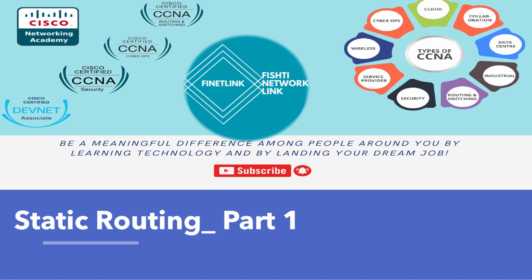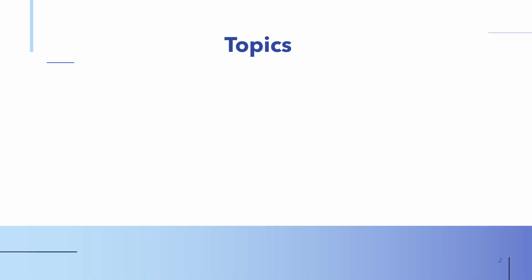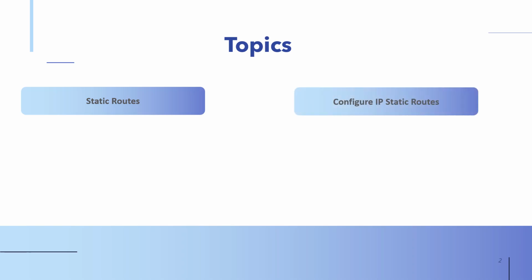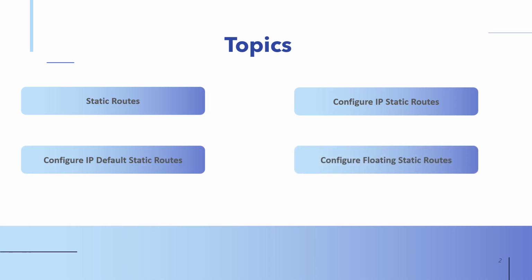What we will learn in this material is that we will describe the common syntax for static routes. We will configure IPv4 and IPv6 static routes. We will configure IPv4 and IPv6 default static routes. We will configure a floating static route to provide a backup connection. And then we will configure IPv4 and IPv6 static host routes that direct traffic to a specific host.